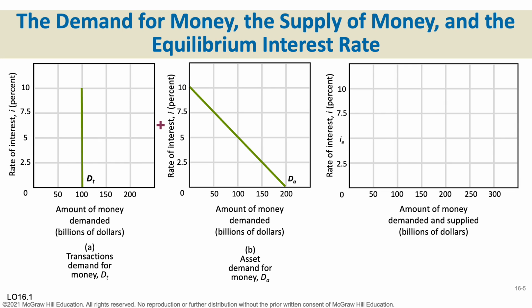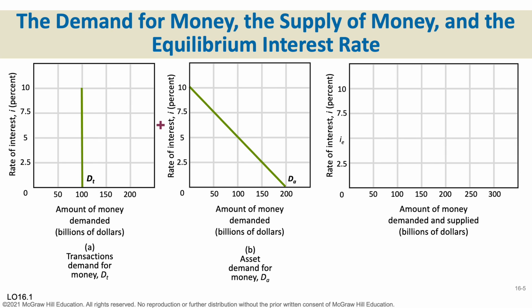So the asset demand for money is an inverse relationship between the interest rate and the quantity of money. At high interest rates, not much money is demanded to be held as an asset because there's such an incentive to invest it, put it in an interest earning account somewhere that would get that high interest rate. But as interest rates go down and near zero, as they have been for a while, there's not much incentive to hold it as an asset.